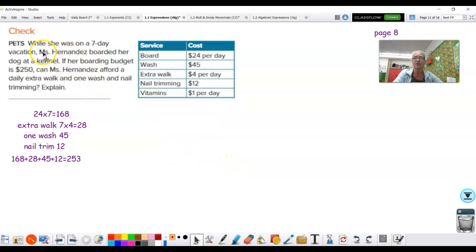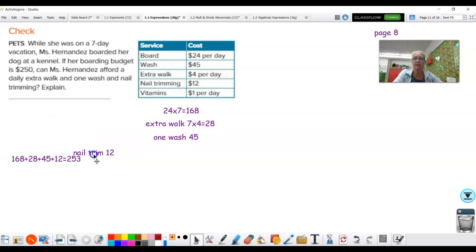Okay. Our check. While she was on a 7-day vacation, Mrs. Hernandez boarded her dog at a kennel. If her boarding budget is $250, can she afford a daily extra walk and one wash and a nail trimming? Well, I have here the amount of the kennel, $24 a day for 7 days. An extra walk each day will cost you $4 per day. One wash is $45. A nail trim is $12. I added all those together and came up with $253. I think she can manage it, but the actual answer is no, because she only has a $250 budget. Come on, woman, it's your dog. Give it an extra $3.